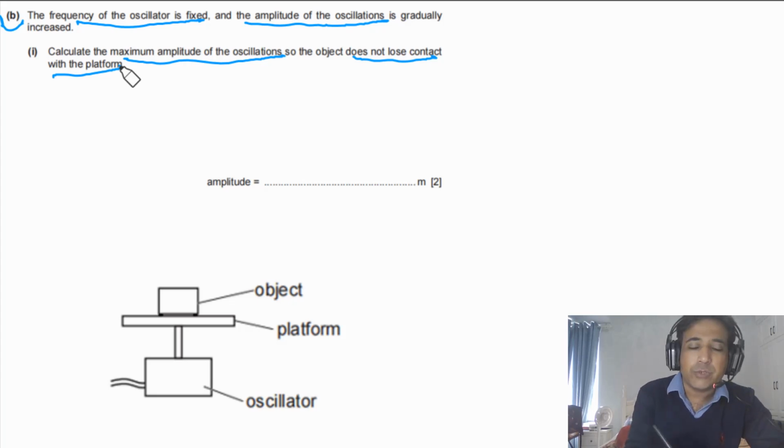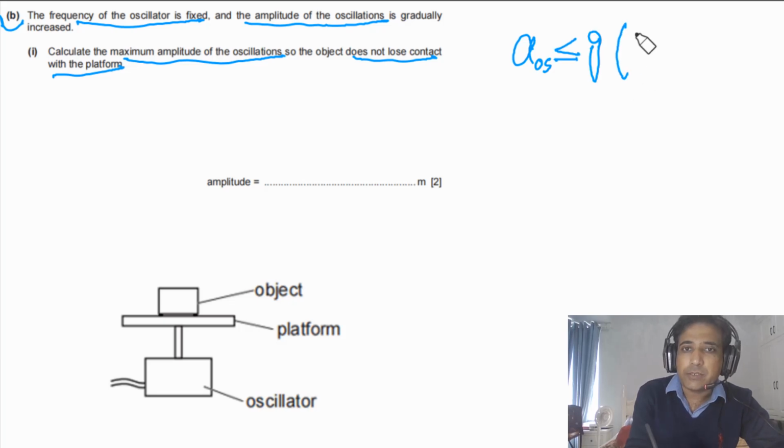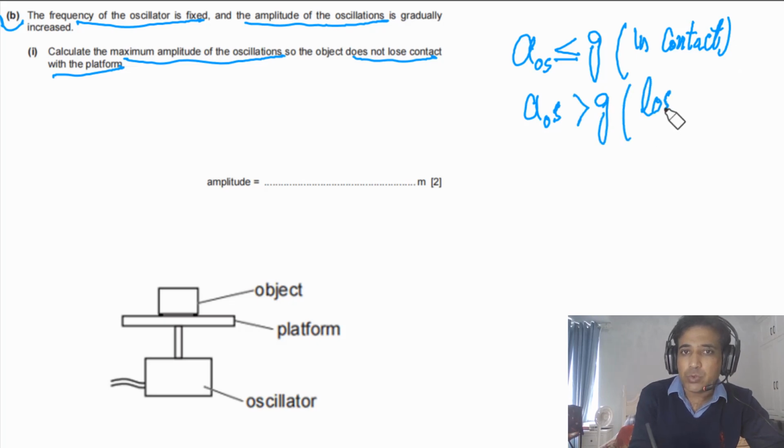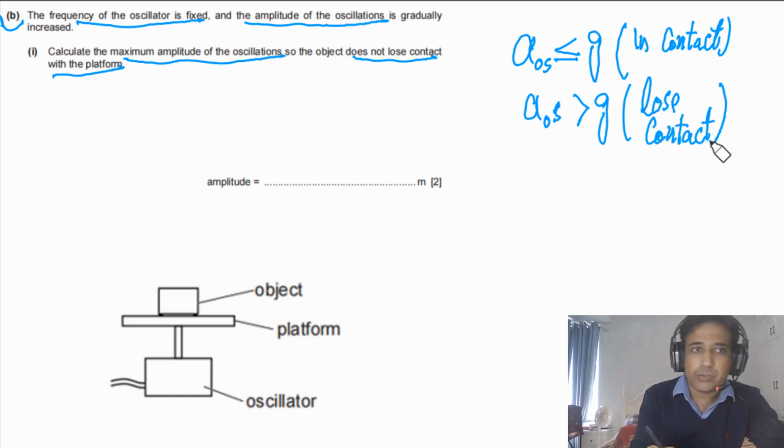So we can say as long as the acceleration of the oscillator is less than or equal to g, the object is in contact with the oscillator. So this one we can say in contact. And if the acceleration of the oscillator is greater than g, it will lose contact, meaning the object will lose contact with the oscillator. So this is the main concept.